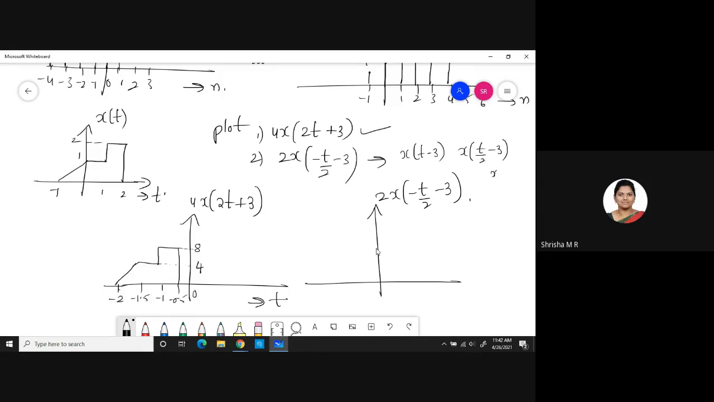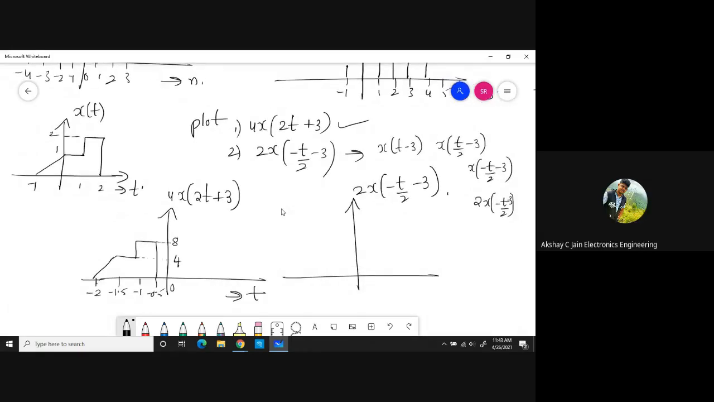Then you will time reverse that: x of minus t by 2 minus 3. Then you will amplitude scale it. Correct? Then you will do 2 times x of minus t by 2 minus 3. Yes or no? Yes, ma'am.